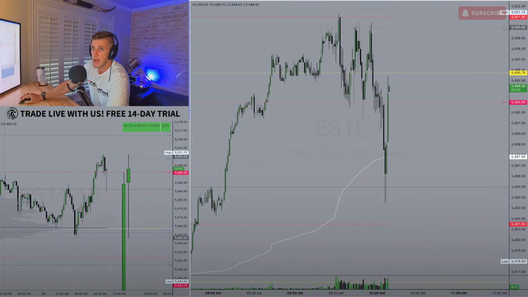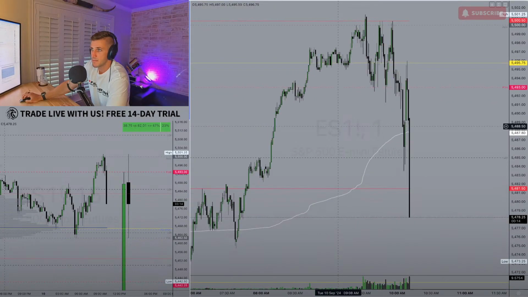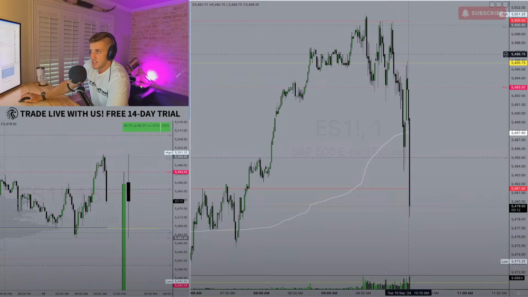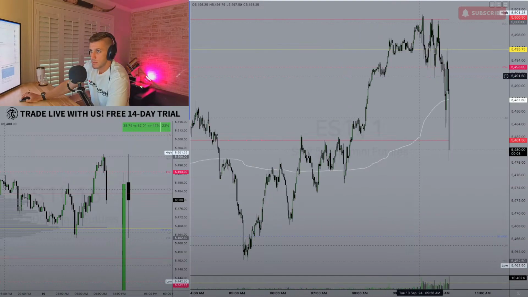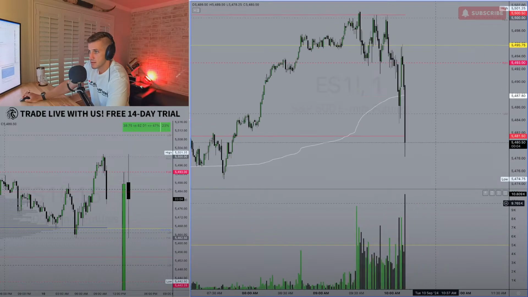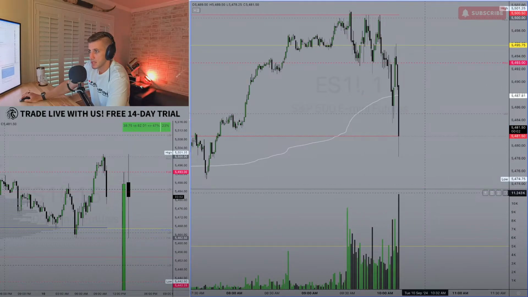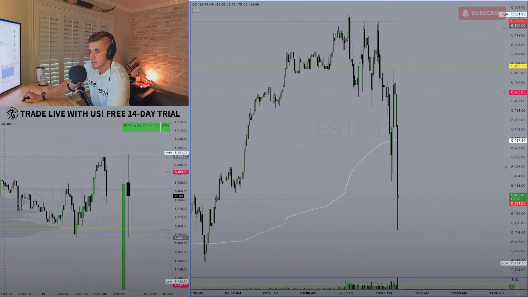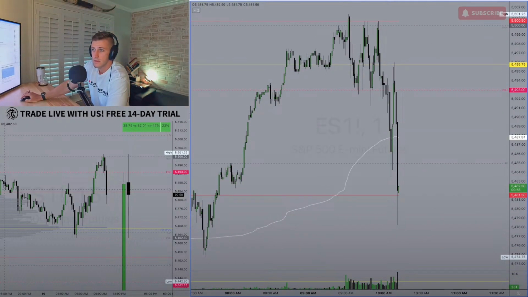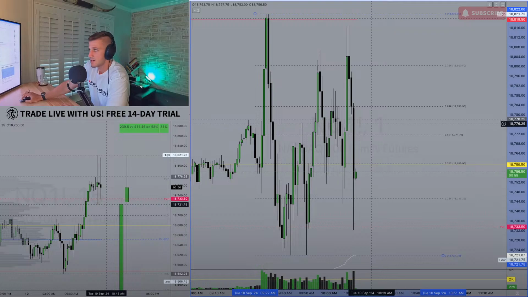Here's that prior day high. Whoa, ES puking. Rejected that session volume point of control. Prior day high zone. Huge volume coming in on ES. Highest volume of the sesh. This could get interesting here. This could get very interesting. Let's see.